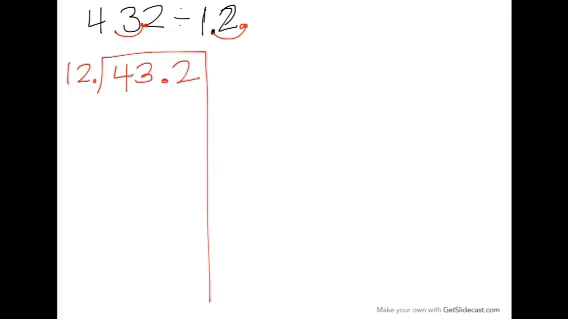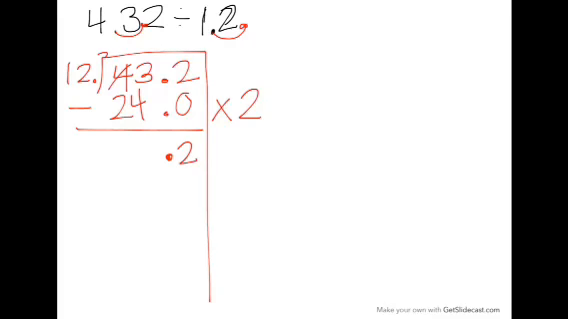And I would have my easy breezy facts done, and I know that 12 times 2 is 24. So I can subtract. We have 2. Bring down my decimal. We can't do 3 minus. My 4 becomes a 3. My 3 becomes a 13. 13 minus 4 is 9. There you go. Good job. 3 minus 2 is 1. So we're left with 19 and 2/10.